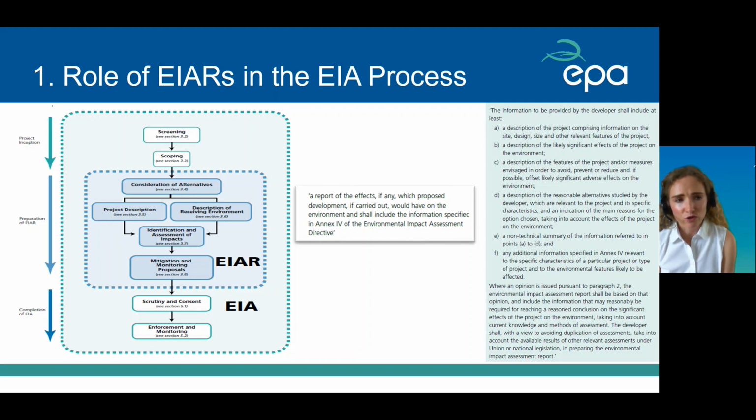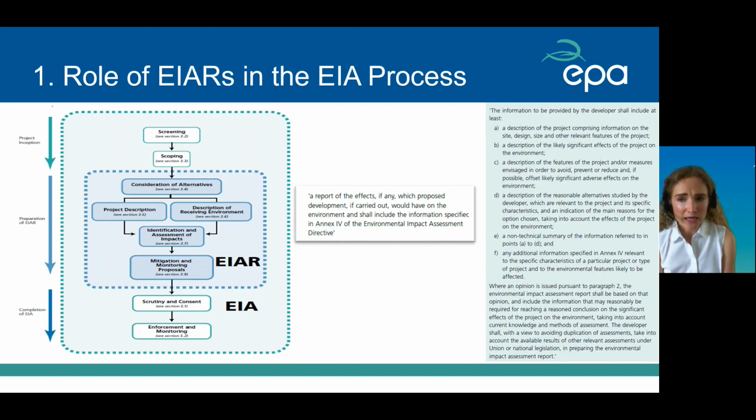So the first section then, the role of EIARs in the EIA process. The figure on the left is taken from the guidelines themselves, and it shows the position of the EIAR as the principal document within the EIA process. So the EIA is the process which is defined in the 2014 directive, as we said, which anticipates and predicts the effects on the environment caused by a project and which informs the competent authority's decision-making process, whether to grant consent or not, and if granting, what conditions to include.